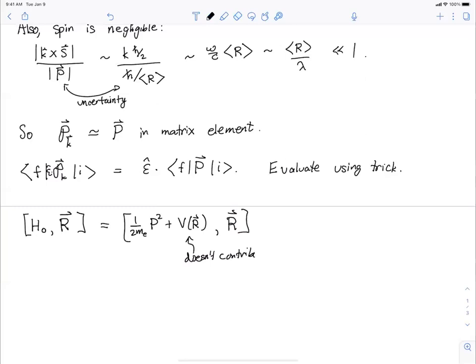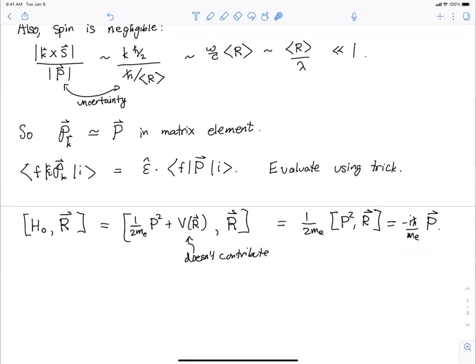And so the only part that contributes is the commutator of p squared with position. And we know how to evaluate that. This is minus i h bar over the mass of the electron times P. So that means whenever we see P in our matrix element here, we can replace it by the commutator of H0 with position, with 1 over that factor put in there.